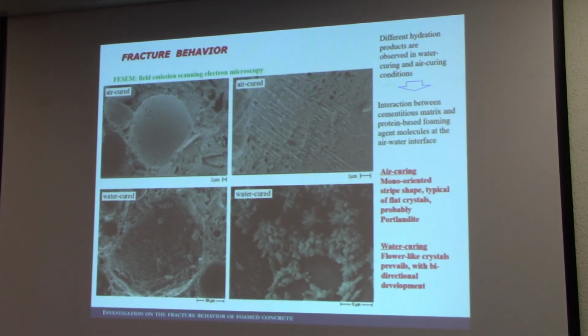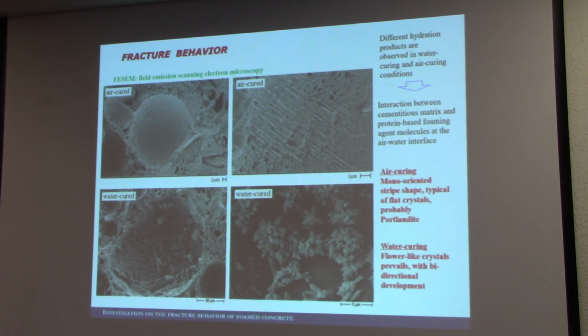And going towards a smaller scale of observation, we recognize different hydration products in the two cases. In particular, in the air curing condition, we notice mono-oriented stripe shapes typical of flat crystals, probably portlandite. And in the water curing condition, instead, we observe bidirectional shapes like flower crystals. And this seems to indicate a different interaction between the foaming agent and the cementitious matrix in the two curing conditions. We are going on in this direction.